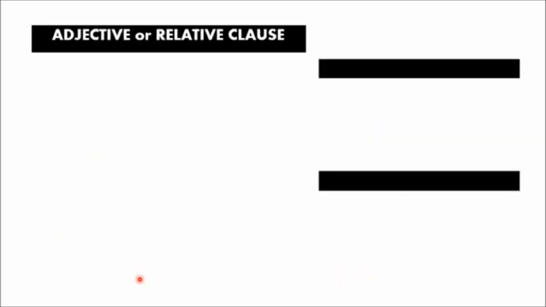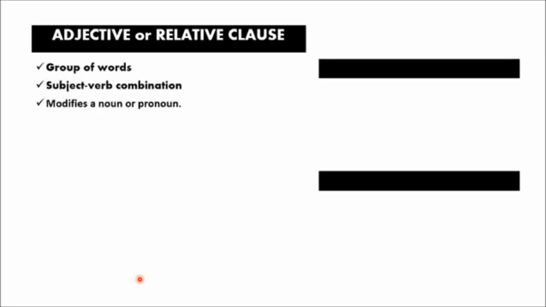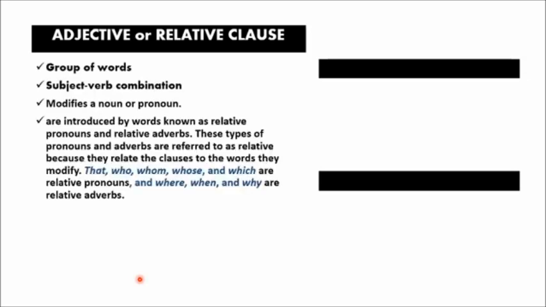Now let's proceed with the adjective or relative clause. An adjective clause is also known as a relative clause. It is a group of words with a subject and a verb. It modifies a noun or a pronoun. They are introduced by words such as relative pronouns and relative adverbs. These types of pronouns and adverbs are referred to as relative because they relate clauses to the words they modify. That, who, whom, whose, and which are relative pronouns, and where, when, and why are relative adverbs.